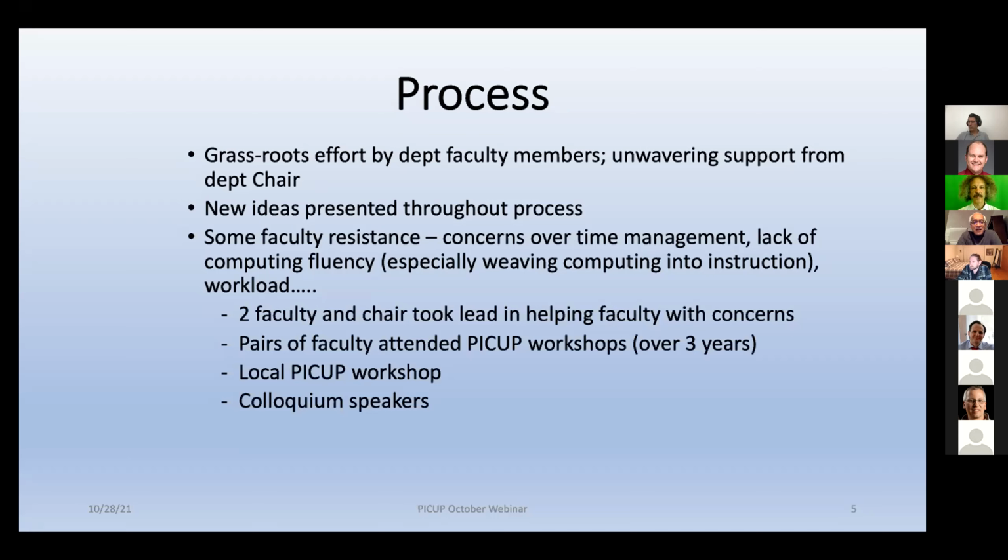And then thanks to Andy's connections in the physics education community, we brought in several colloquium speakers as part of our regular weekly colloquium series who talked about computing in the curriculum. So over a period of a year or maybe 2 or 3 years, we built up this excitement and this desire to do this and get everybody on board.